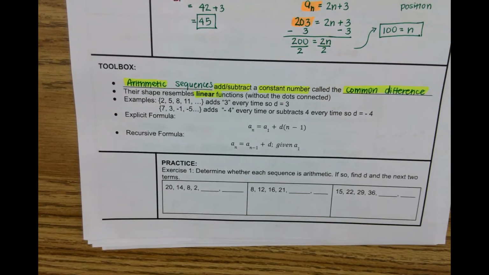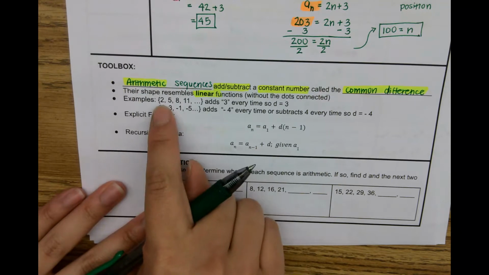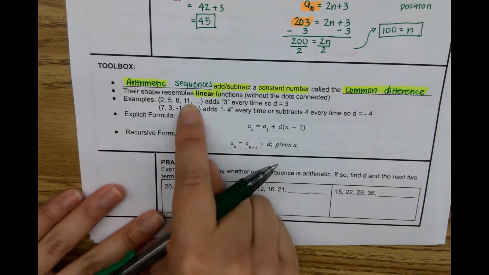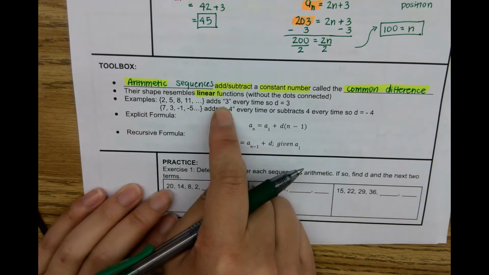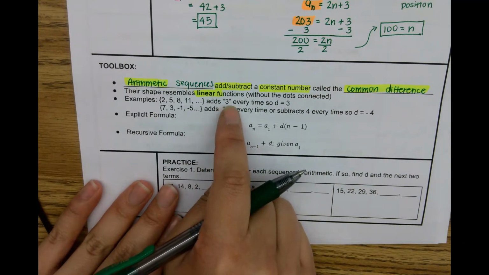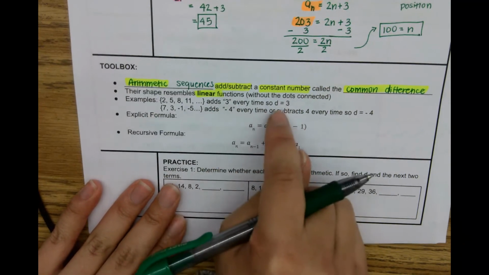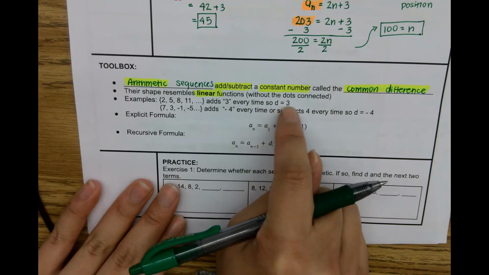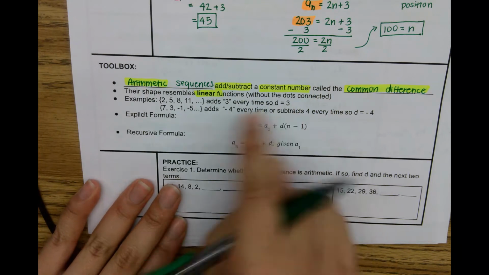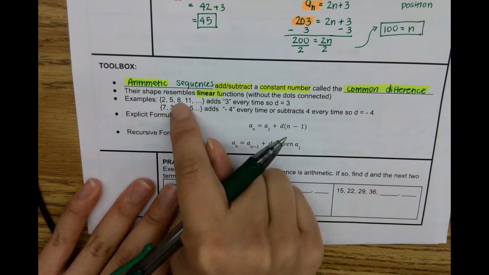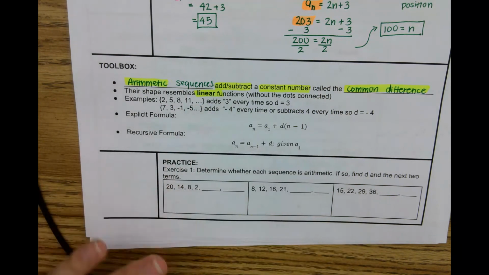So for example here, we have a sequence 2, 5, 8, 11. What you should notice is that it adds 3 every time, okay? And since it adds 3 every time, its common difference is 3. So d equals 3. Right? So 2 plus 3 is 5, 5 plus 3 is 8, 8 plus 3 is 11, so on and so forth. Right? Here's another one.